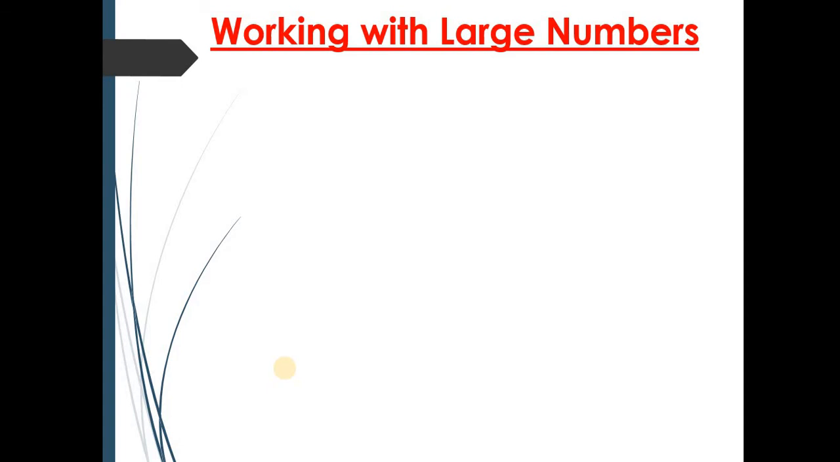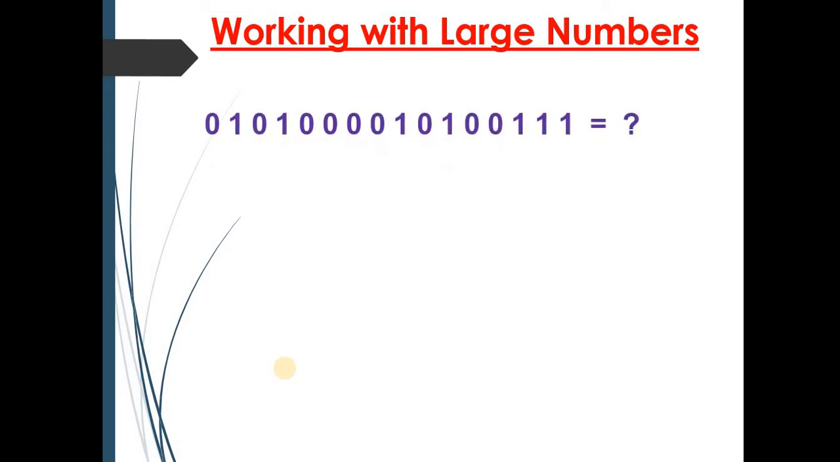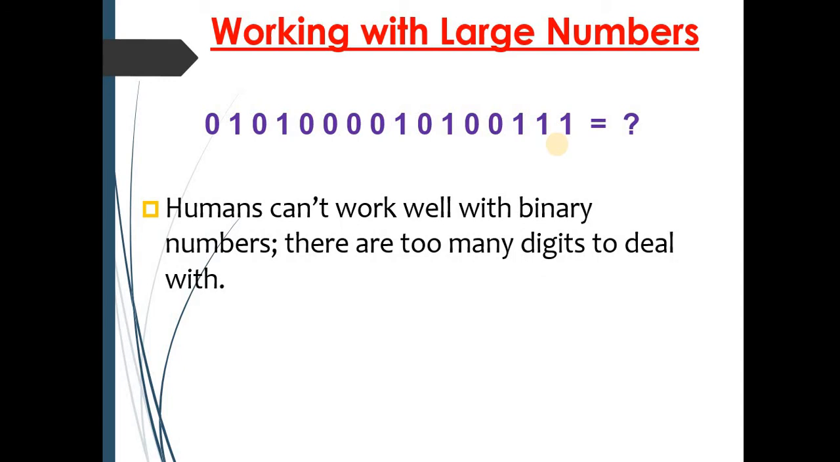What if we have a larger number? Because you have learned that decimal numbers contain only 10 digits from 0 to 9, and the binary number system only works with 2 digits, that is 0 and 1. So what if we have a large number? For example, as you see on your screen, we have a very large number like 0 1 0 1 0 0 0 0 1 0 1 and 0 0 1 1 1 1. Then how do we make our calculation easier with this kind of large number? It becomes a little bit difficult and tricky for us, and we cannot work well with this number.